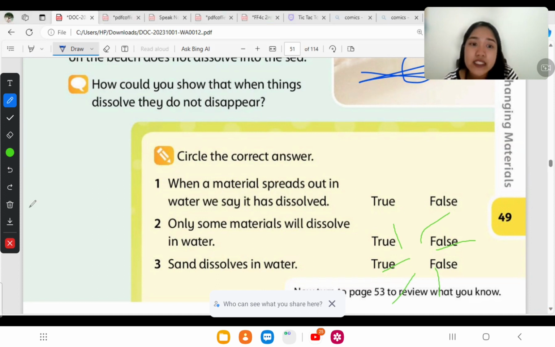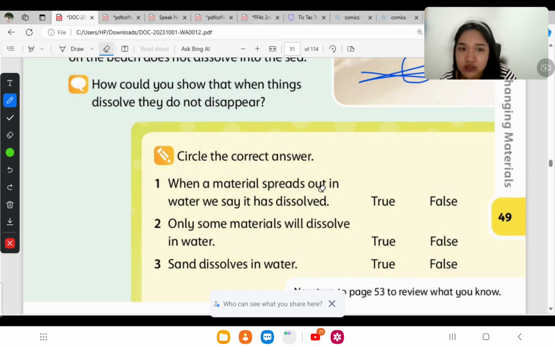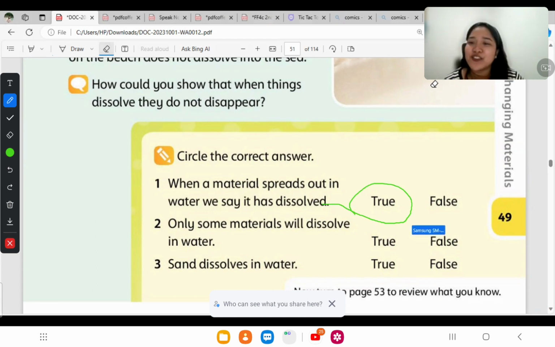Number one: when a material spreads out in water, we say it has dissolved. So when a material spreads out in water, we say it has dissolved. Okay, it's true. So let's circle that, it's true.